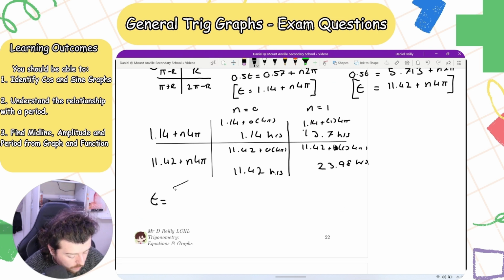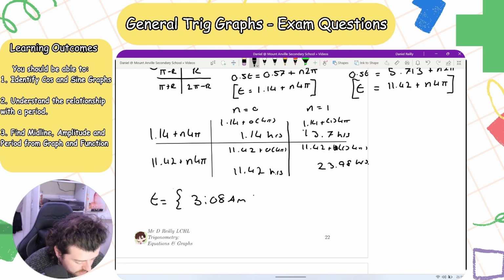So 1.14 hours after 2 a.m. is going to be, okay, first I need to convert these times to hours and minutes, or I just add 2 to them, I suppose. So 2 a.m. plus 1.14 hours is going to be 3.14 a.m. Well, what's 0.14? Multiply 0.14 by 60, you get 8. So 3:08 a.m. is my first solution.